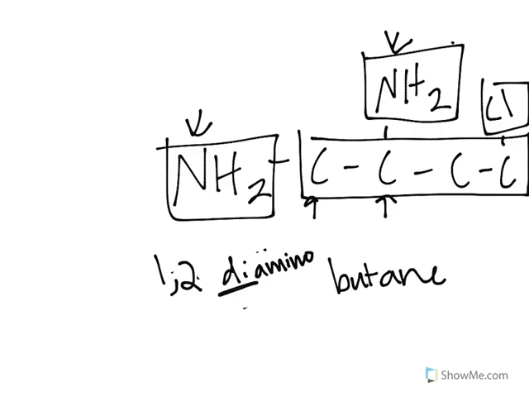Okay, and then this chlorine is going to get the last number because it's furthest away from this nitrogen. So we're going to say 4-chloro after that. Alright, and then with alphabetical, remember we don't include this prefix here for the 2, so A comes before C, so we're going to put those aminos before that chlorine.